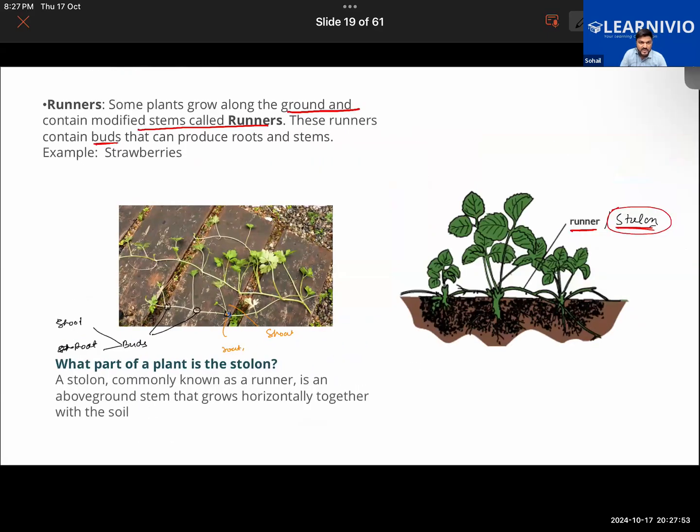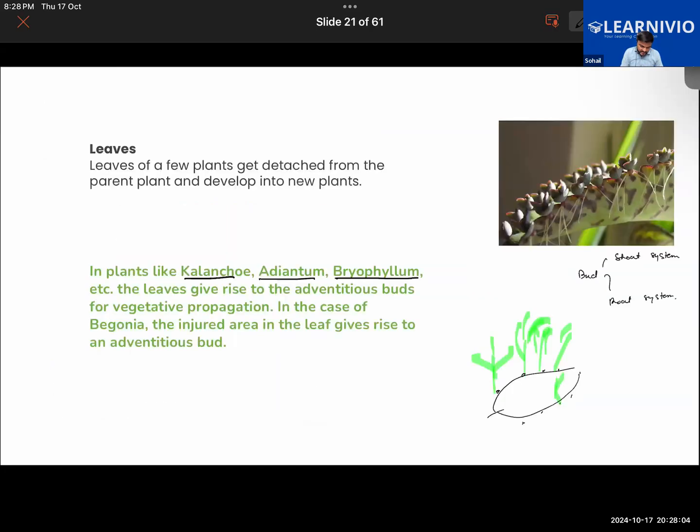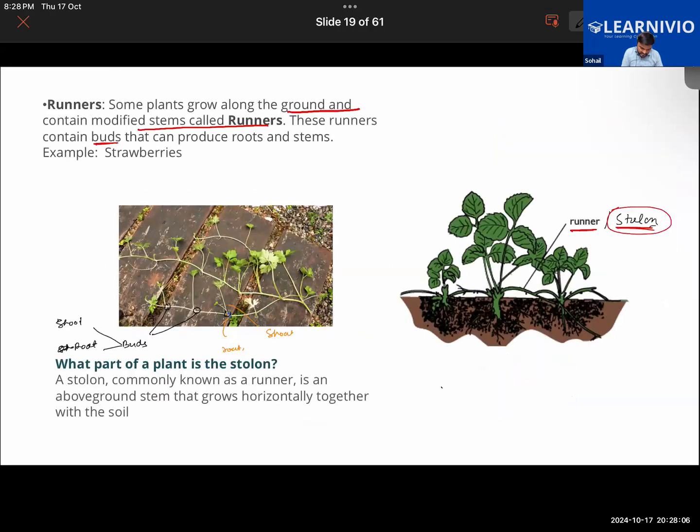Understood this or not? Common examples of this runner are strawberry, the grasses, and the mint plant also. Any questions in this? Please let me know. No. Okay.